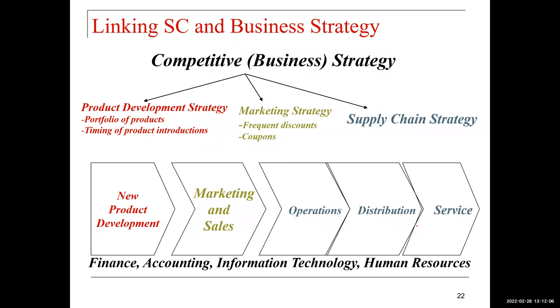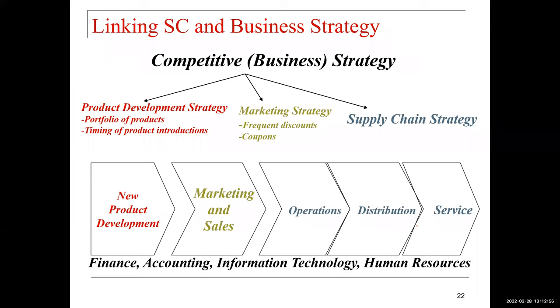Linking supply chain and business strategy. Here are some areas we can think about for competitive business strategy. We have three: product development strategy, or the portfolio of products and the timing of product introductions; marketing strategy; and supply chain strategy. Product development takes time. I know people who work with Apple, and they take about a year to complete the planning, the introduction of, let's say, a new chip, the testing of the new chip, and then finally the delivery of that chip so they can develop the new product. So a year, and we're talking about a very efficient company.